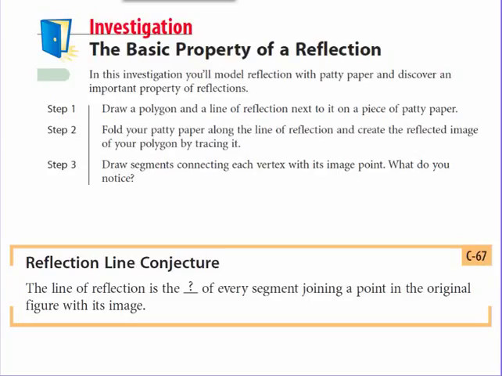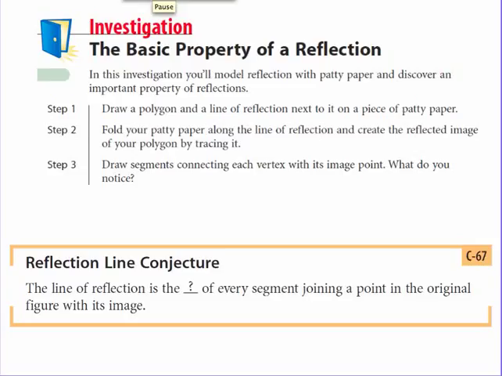I've given you a sheet of patty paper. What I need you to do is go ahead and complete the investigation and then fill in what you think the reflection line conjecture should be, or just talk amongst yourselves. We'll come back together then and talk about what goes in the blank and we'll fill it in. So, you can draw anything? Any sort of polygon, yes.